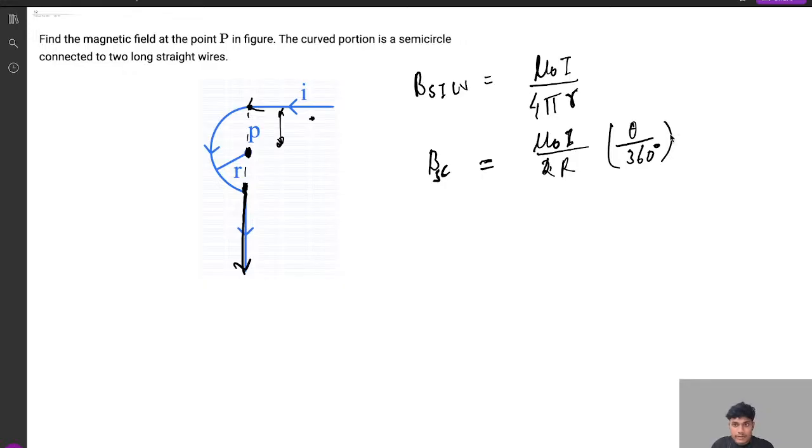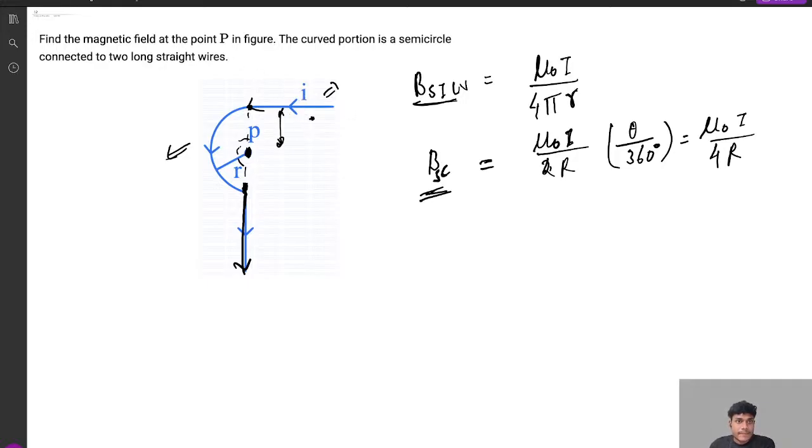Understand? If we put theta, what is theta here? That is equal to 180. From here we get the value of this, that is mu I upon 4r. Understand? We get the magnetic field by both the parts, that is the straight wire and the semicircle. Now we need to check the direction of the magnetic field.